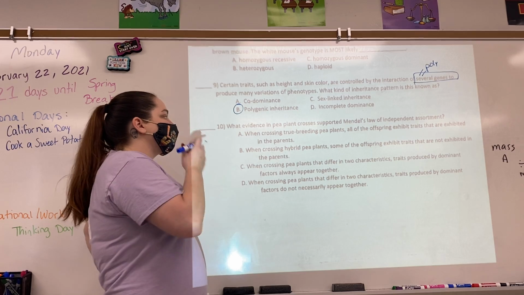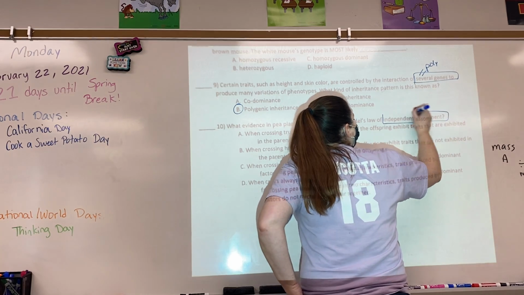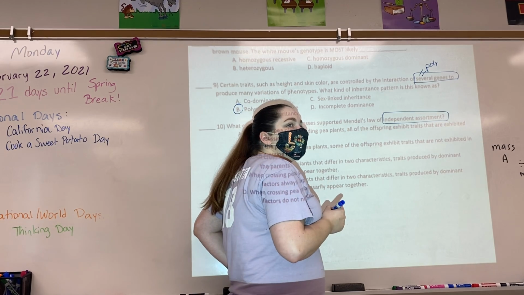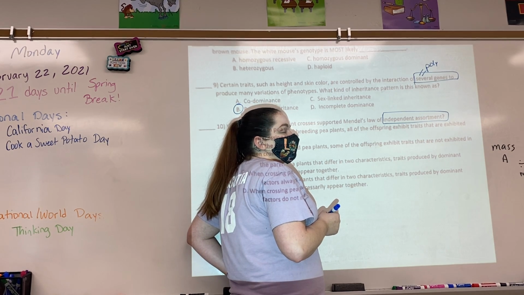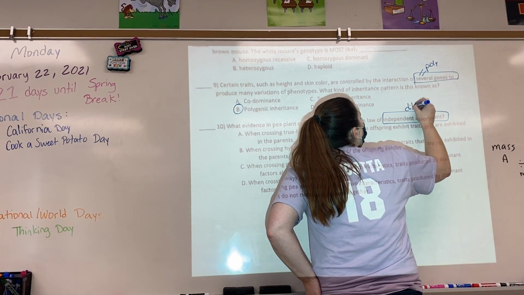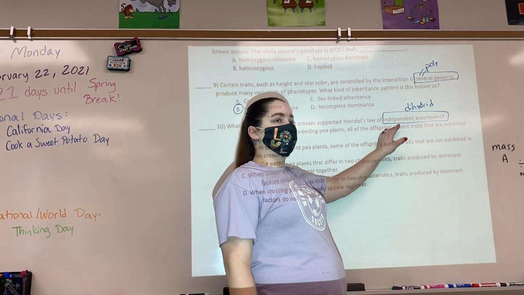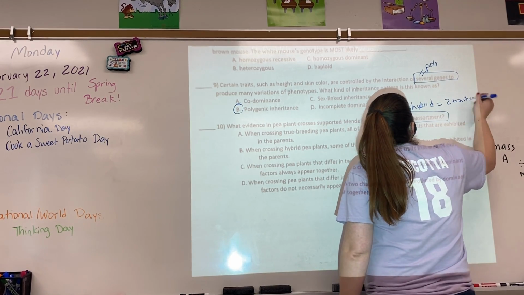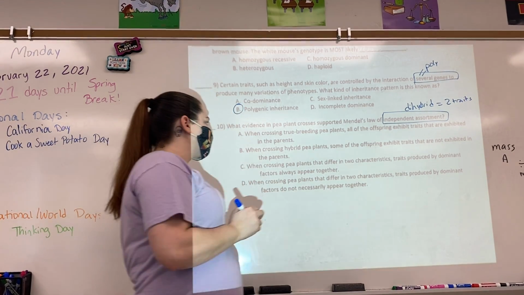And then number 10, what evidence in pea plant crosses supported Mendel's law of independent assortment? So again, anytime that you see the word independent assortment, what kind of cross do you need to think of? A monohybrid cross or a dihybrid cross? Anyone pay attention when I was saying that? Dihybrid cross. Very good, thank you. So a dihybrid cross, we have to think about a dihybrid cross because that is when we will see independent assortment. So we have to think of dihybrid cross. We have to think of two traits. So let's read our answer choices and let's see which one deals with two traits during a dihybrid cross.